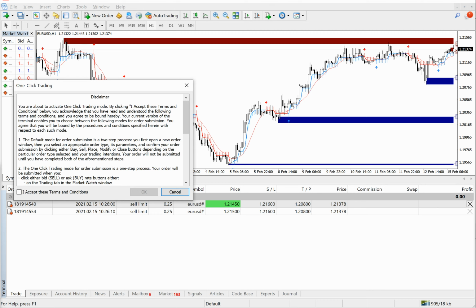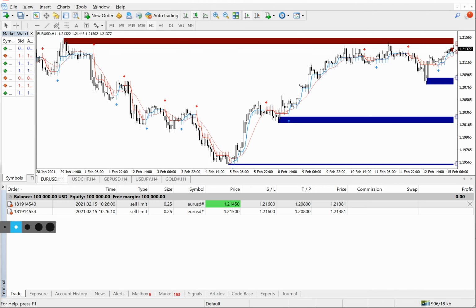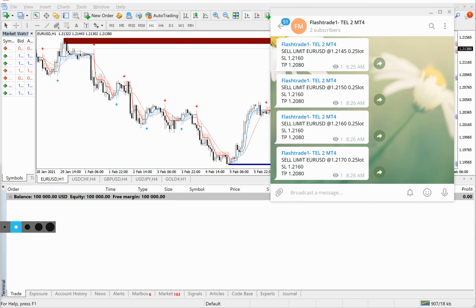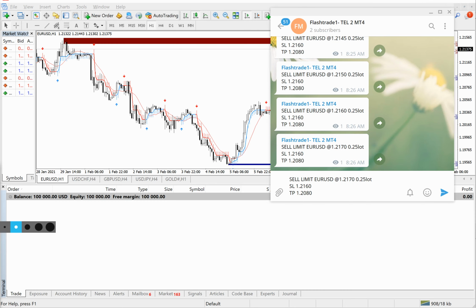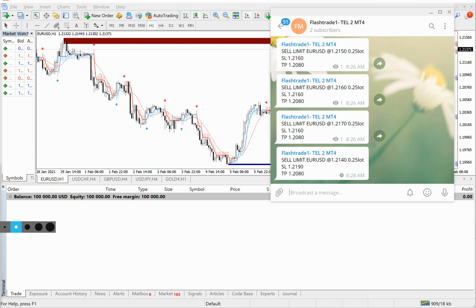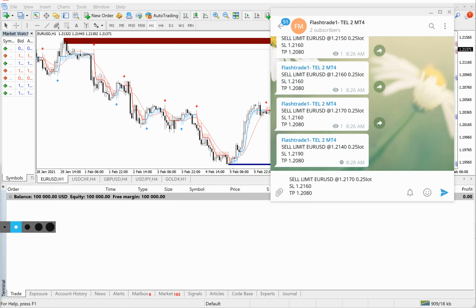So let me again put the levels, with the correct one. I will place here the trade at 1.2140 with 2190 as SL and 2080. So this is our first order. Then our next order will be at 1.2150. The SL will be the same, the TP will be the same. The SL we are going to set is 1.2190, which is sent on Telegram.